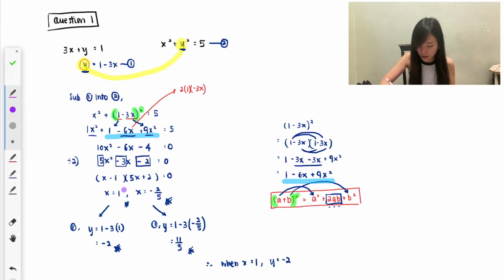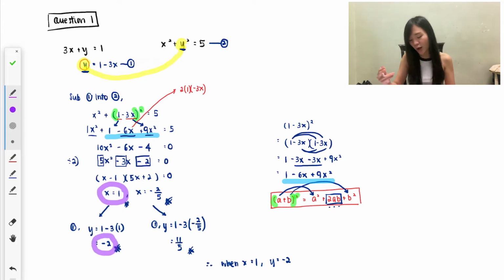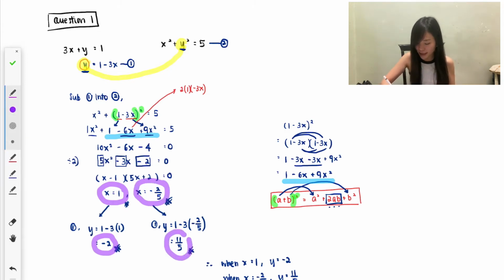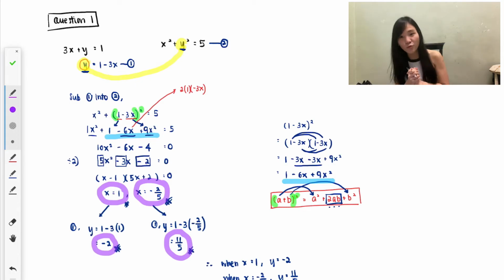How do I know that? Because when my x is 1, I sub inside, only then I get negative 2. This is 1 set. How about the other answer? When my x is negative 2 over 5, my y answer will be 11 over 5. Another set of answer will be exactly here. So just like that, that will be my answer.